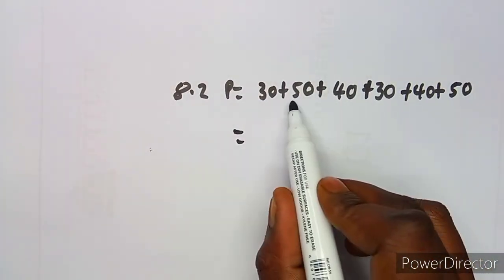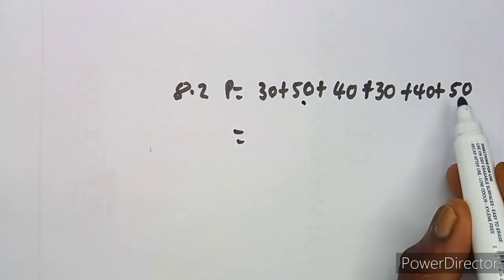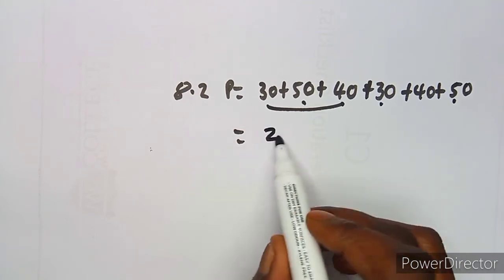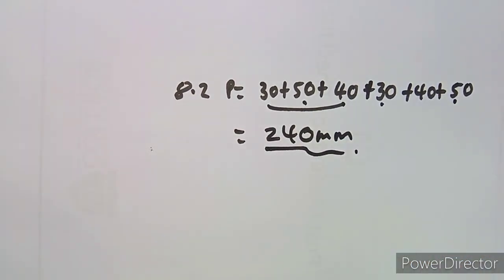So you just need to add these values together, which is going to give us something like, as you can see, 50, 100, 170, 200, 240, if I'm not mistaken. This is going to give us 240 millimeters as the perimeter. So perimeter, distance right around the shape.